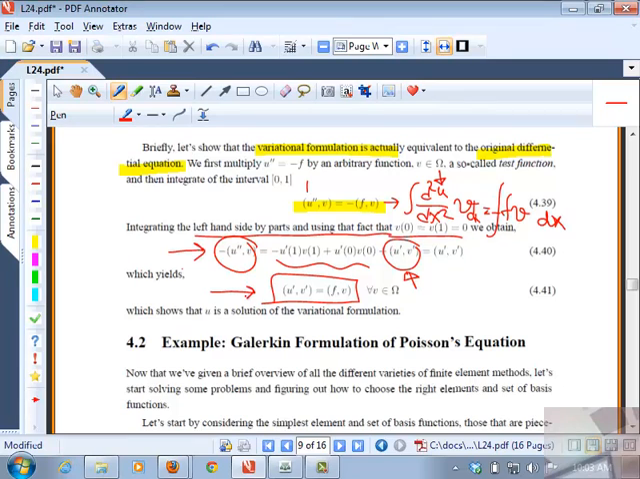The reason is that it doesn't have to have a differentiability requirement that is stronger. It can be weaker, just first order derivative. The other point that you need to note here is the boundary conditions.